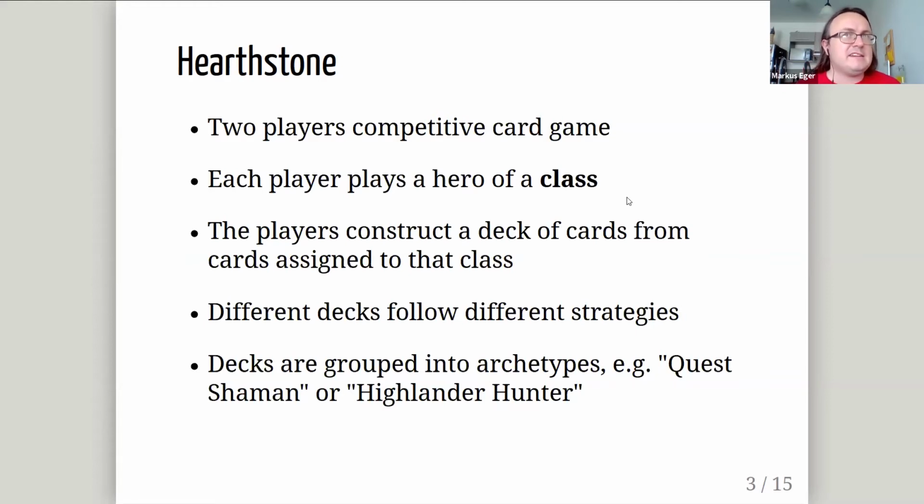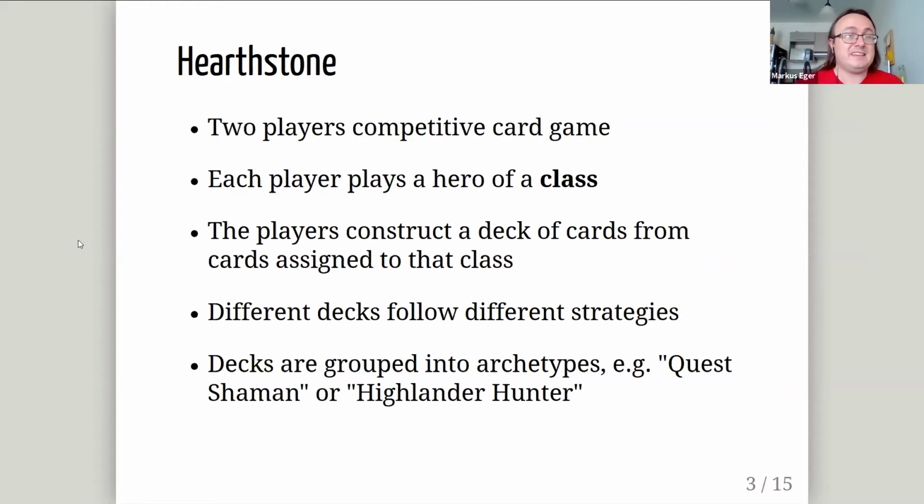And the idea is when you play against someone else, you might want to know what strategy they are following. So these decks have funny names, like one of them might be called Quest Shaman, because the Shaman class is playing a deck that is based on cards that are called quests. Or you have a deck called Highlander Hunter. It's the Hunter class, and each card in the deck only exists once. And there are dozens and hundreds of different deck types that follow different strategies.